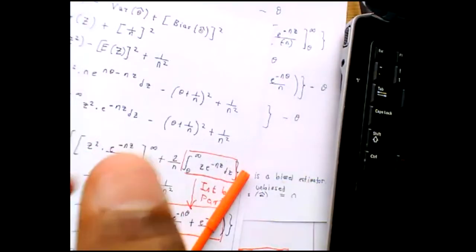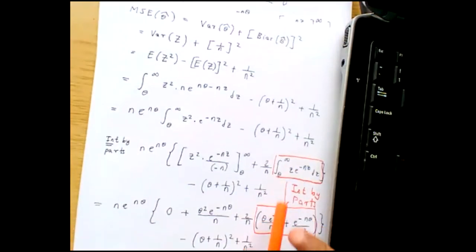Actually, unbiased means that it goes as n goes to infinity. Okay, that's what it means, right?